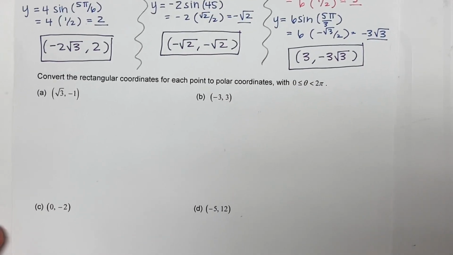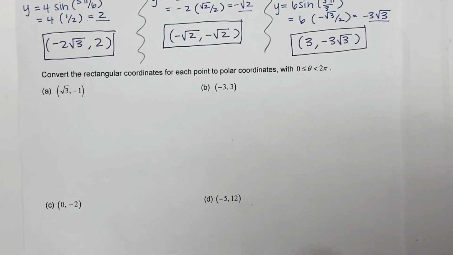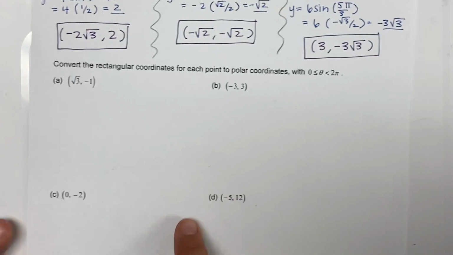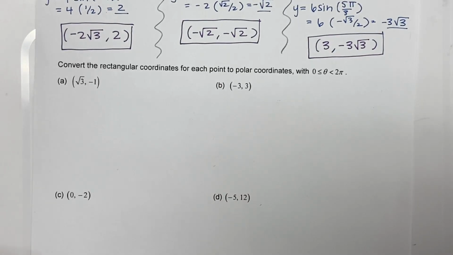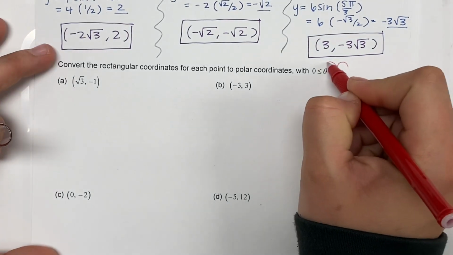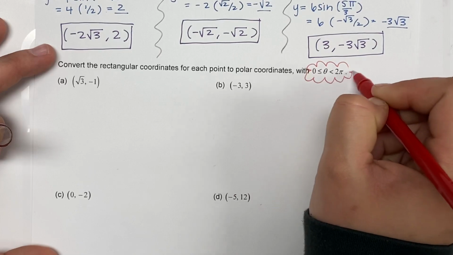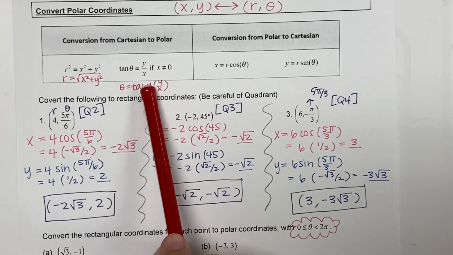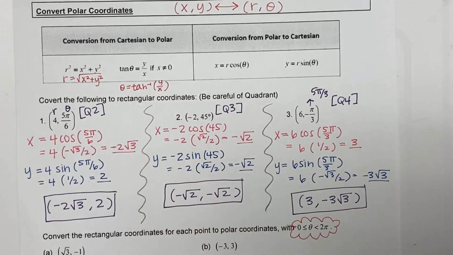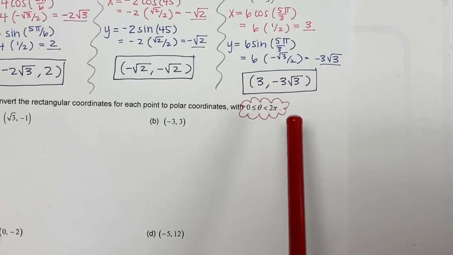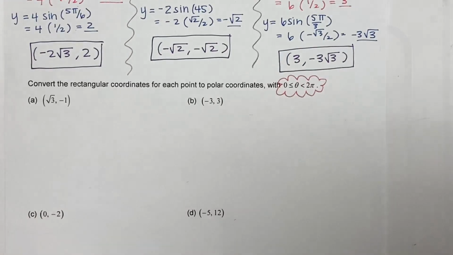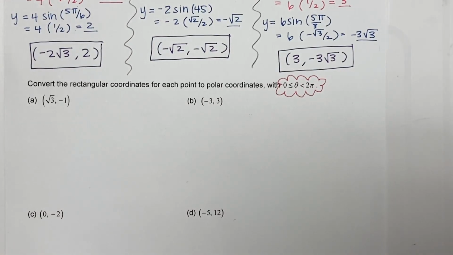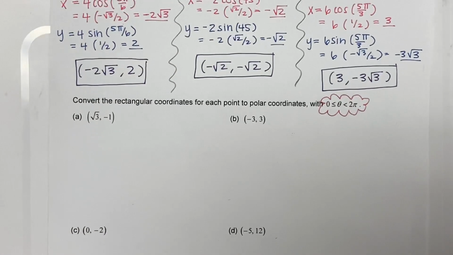Now we're going to go the other way. Rectangular is what's given. These are x and y's. I want to turn it into r and theta. Okay, they give us an interval here. We're going 0 to 2 pi. They give us that because we're going to be using the tangent inverse. And remember, tangent inverse is restricted to quadrants 1 and 4. But by saying to use this interval, they don't want us to use our inverse restrictions. So I'm going to use the whole unit circle here.